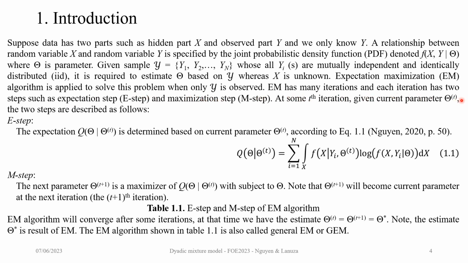EM has many iterations, and each iteration has two steps, such as the expectation step, E step, and the maximization step, M step. Given the current parameter theta_t, the two steps are defined as follows. E step: the expectation Q of theta given theta_t is determined based on the current parameter theta_t according to equation 1.1 here. M step: the next parameter theta_(t+1) is a maximizer of Q subject to theta. Note that theta_(t+1) will become the current parameter at the next iteration. This is table 1.1, the E step and M step of the EM algorithm. The EM algorithm will converge after some iterations. At that time, we have the estimate theta_t equal to theta_(t+1) equal to theta star. Note that the estimate theta star is the result of EM. The EM algorithm shown in table 1.1 is also called the general EM or GEM.